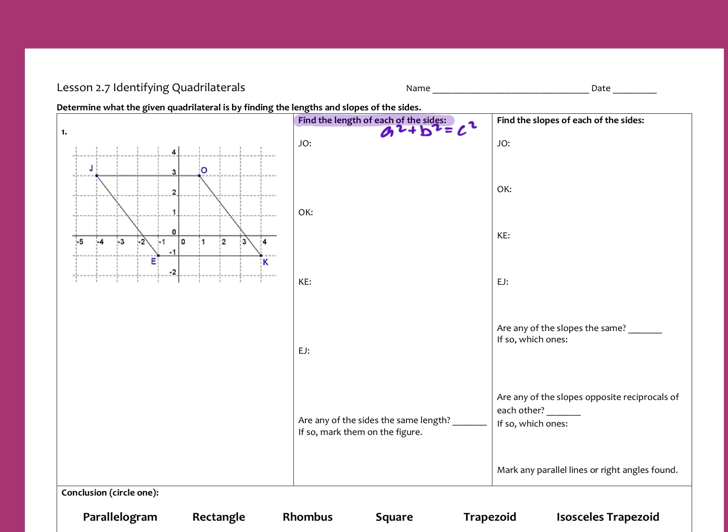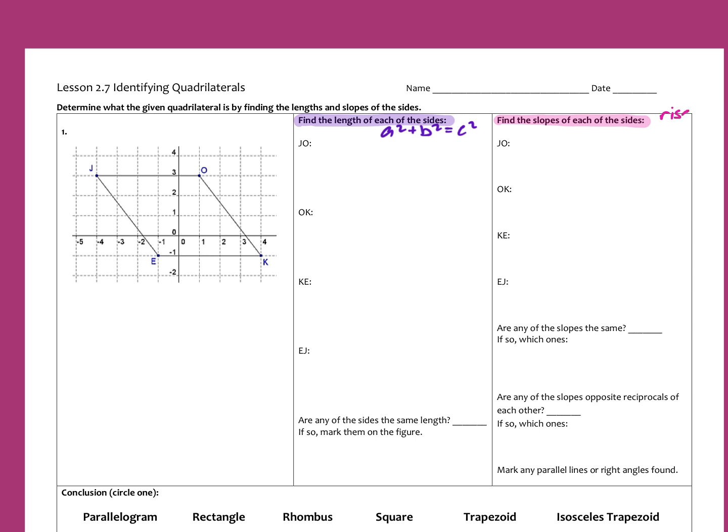Okay, awesome. And then the second thing I'm going to do, and then there's some questions at the bottom of the box I answer, right? Are you guys okay with that? In this little box, there's some questions to answer. So the second thing I'm going to do is find the slopes of each of the sides. And how do I find the slopes?